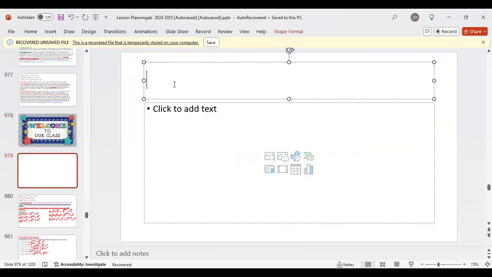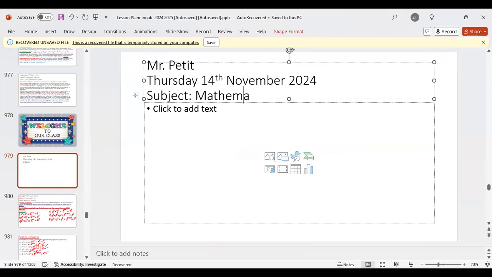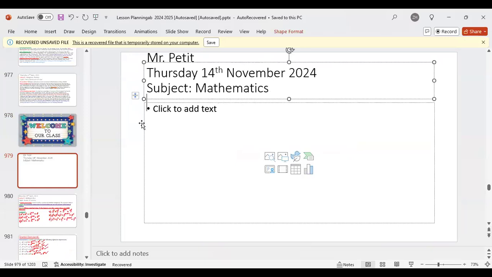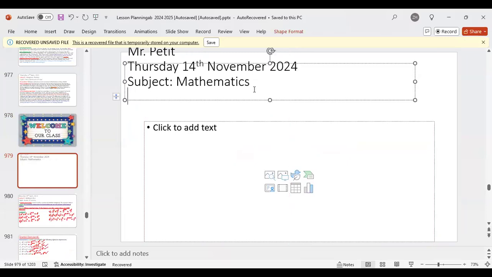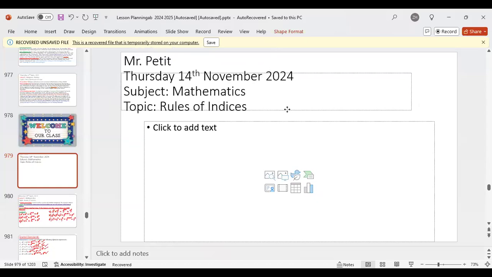My name is Mr. Petit. Today is Thursday the 14th of November, 2024. The subject is, of course, mathematics. And the topic is rules of indices.